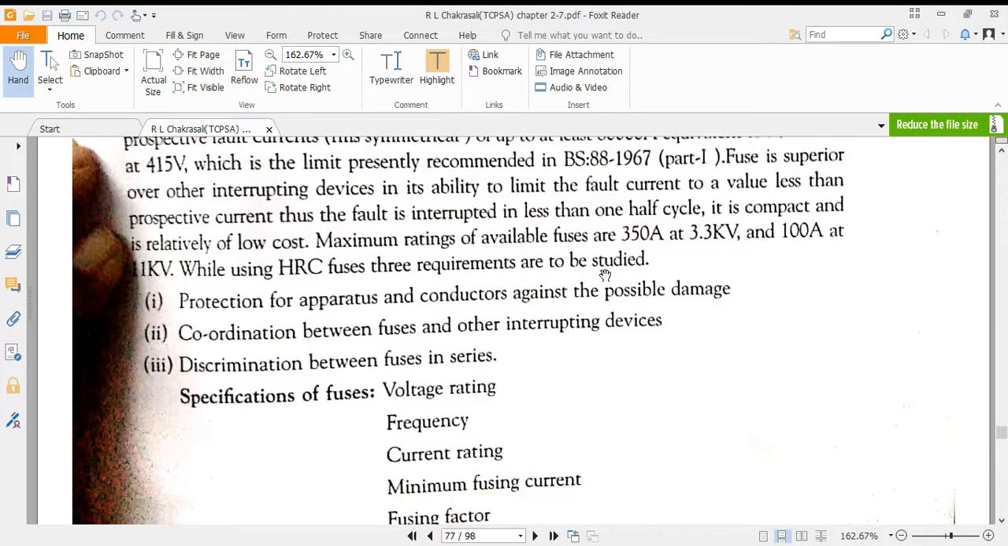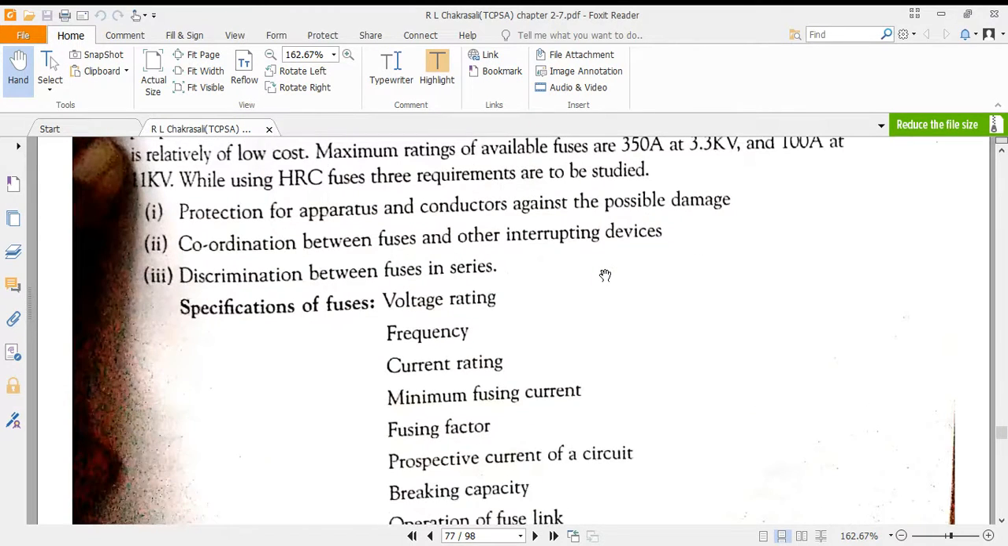While using HRC fuses, three main requirements are to be studied. If we are planning to put HRC fuses as protective devices, we will have to see these things. Protection for apparatus and conductors against the possible damage. What kind of damages you are expecting in this circuit? Whether this HRC fuse is suitable for that, or you need to go for higher version of protection.